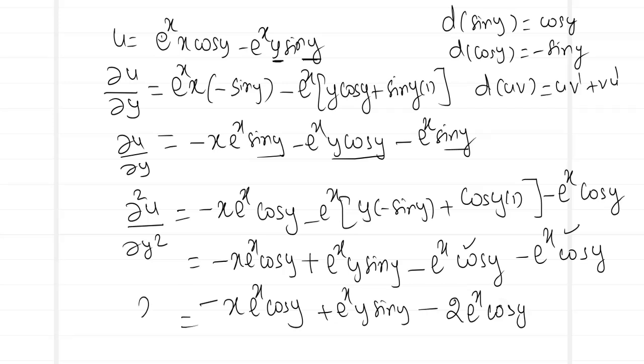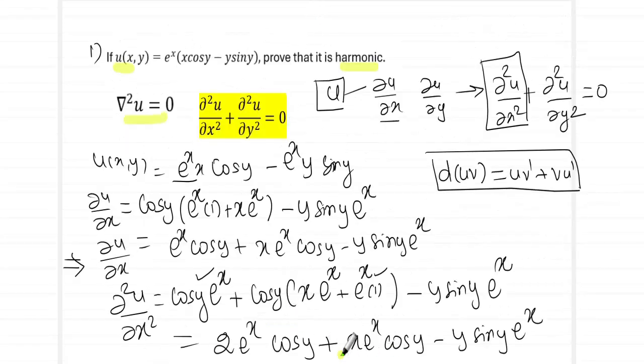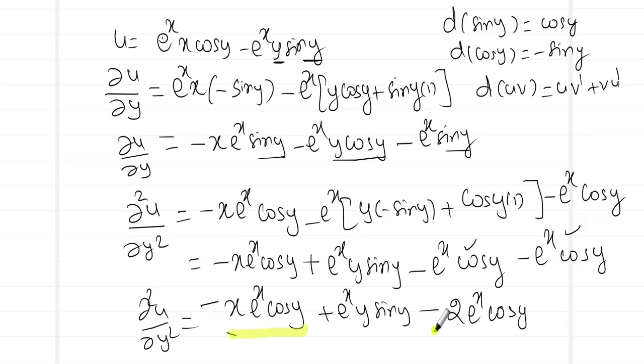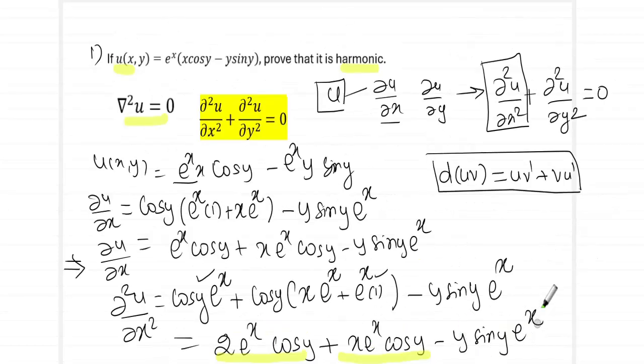Now both our derivatives are ready, so we are ready to add our first and the second term. So minus x e power x cos y goes with plus e power x cos y. Both of them are of opposite sign. The next term is 2 e power x cos y, and over here I have minus 2 e power x cos y, so they will cancel off each other. The third term is e power x y sin y. Here I have e power x y sin y but with the negative sign.